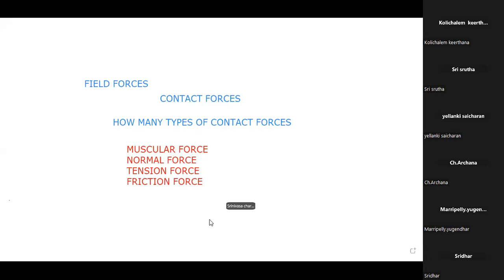produces frictional forces. Simple thing, you see, I have a book here. I am rolling a ball on the table. What is happening here? The ball contacts the table surface. Between these two surfaces, some force will be generated.